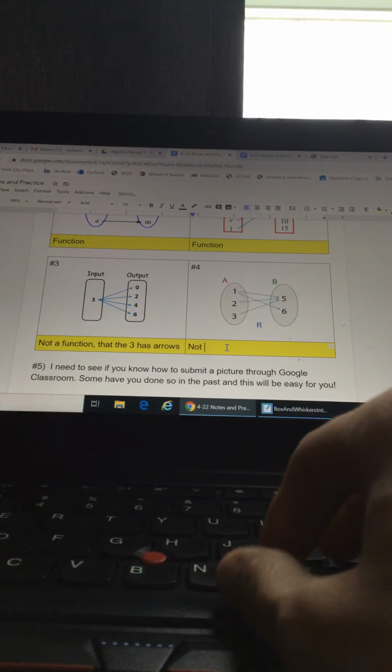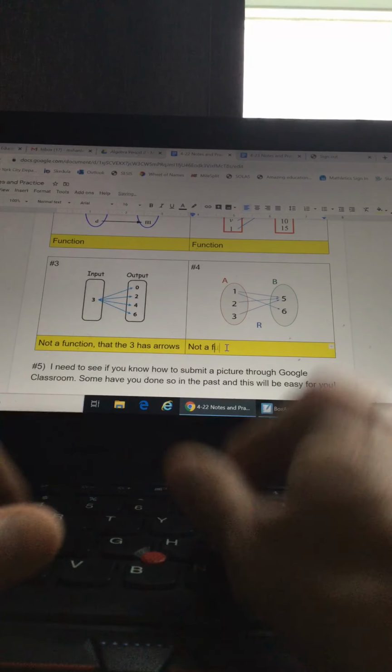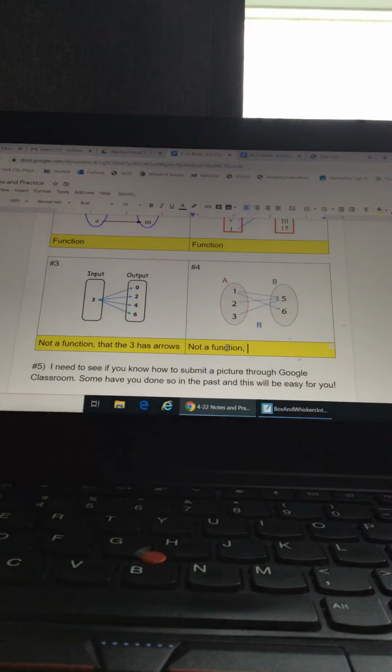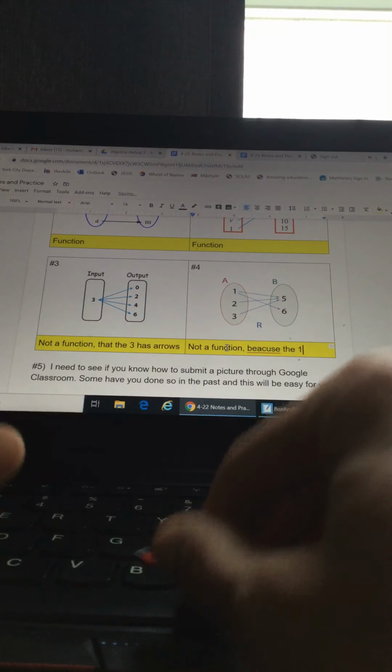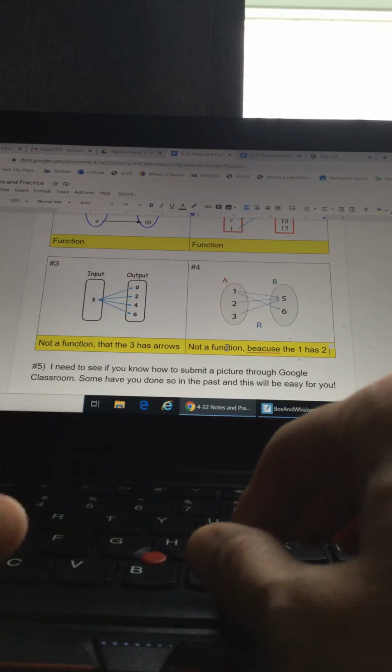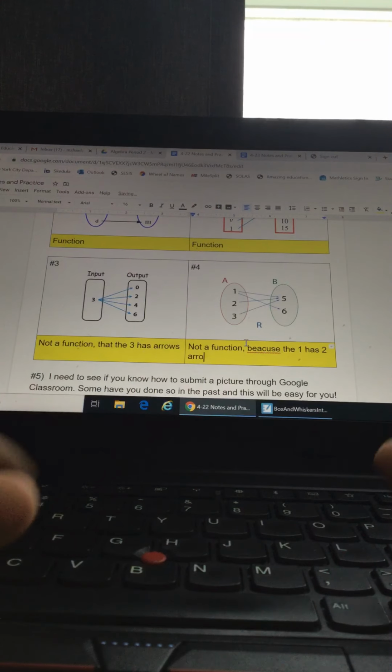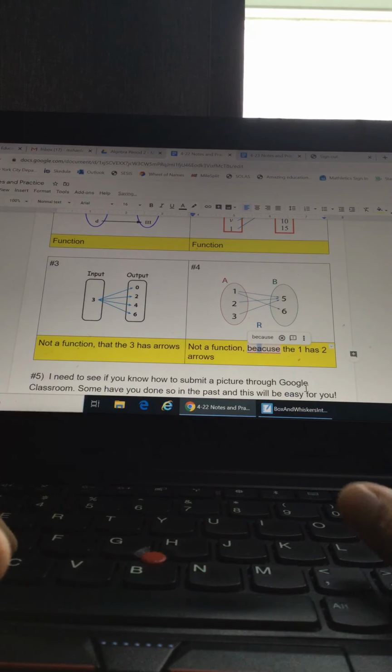Whoops, I'm going to lowercase my o, not a function. And I have to say why, and I'm going to say because the 1 has 2 arrows. And I'm going to spell everything correctly, so let's fix my spelling here. And that would be it. So that was yesterday's work.